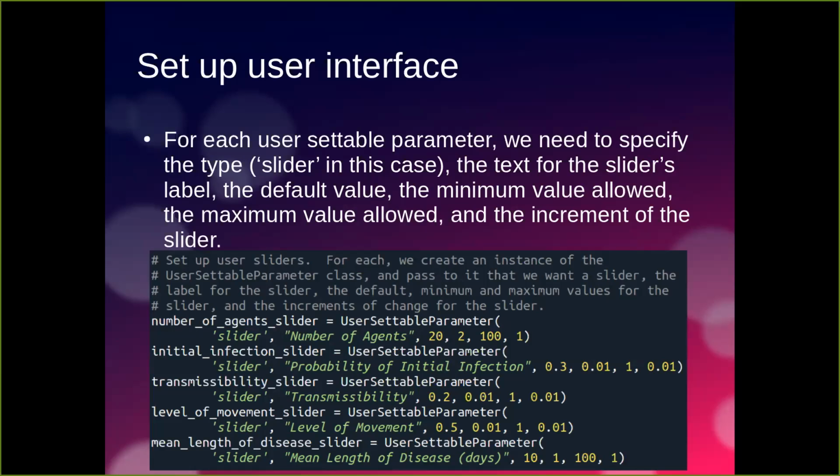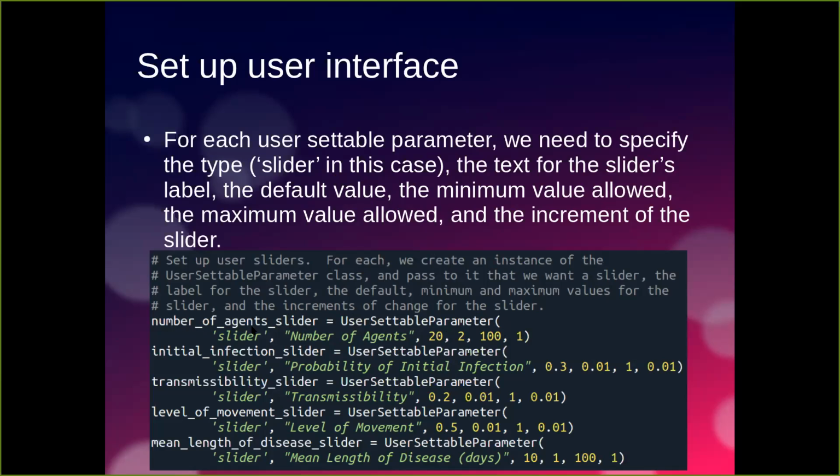Remember, we imported the user settable parameter class. So all we need to do is set up, for each user settable parameter, an instance of that user settable parameter class and pass in the information that it needs. Now I'm just going to have 5 sliders here, so they'll have lots of little sliders that they can use to choose the values. There are other interface elements as well, but just for simplicity, I'm going to go for sliders.